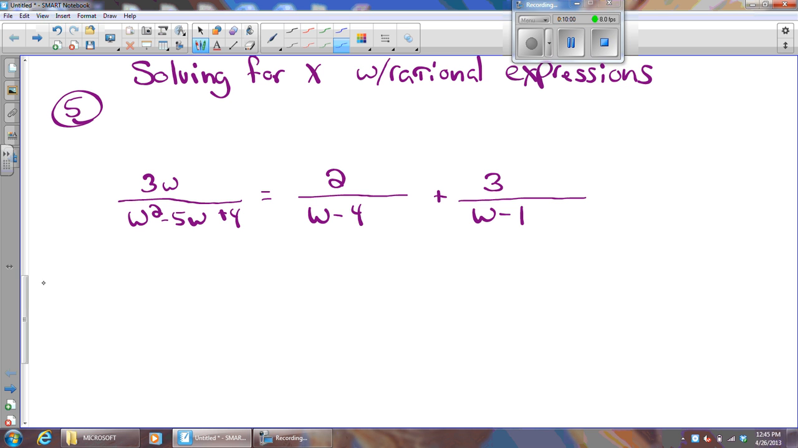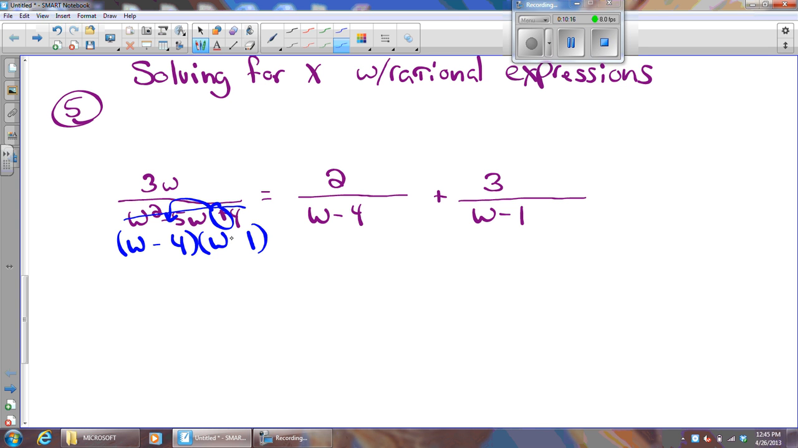So the first thing I need to do is factor this. So I need 2 factors of 4 that add to get 5. Well, I'm going to have w's there. Looks like 4 and 1 make 5. And there's a plus in the back. It's my Wendy's double stack.